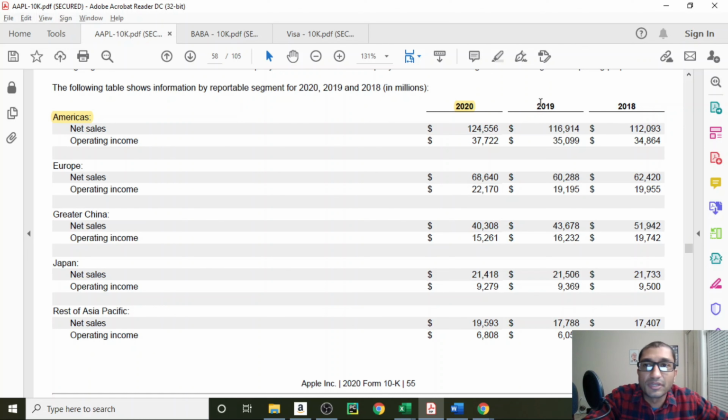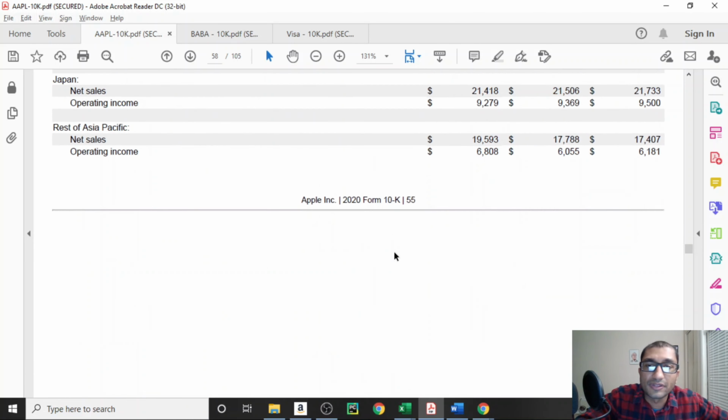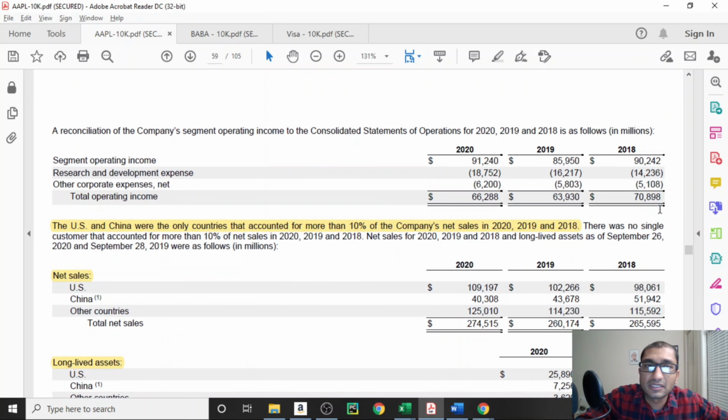When we look at the past 3-year trend, we can see that the net sales and operating income for Americas, Europe, and rest of Asia Pacific have been steadily increasing. Greater China, on the other hand, has been seeing a decline in its net sales and operating income. Japan has stayed fairly stable. On the next page, Apple shows its total operating income for the past 3 years. We can see that Apple's segment operating income did see a decline in the year 2019. However, for the year 2020, the segment operating income surpassed the levels seen in 2019 as well as 2018.